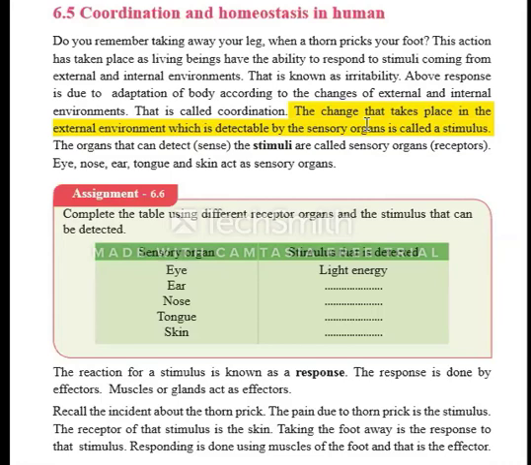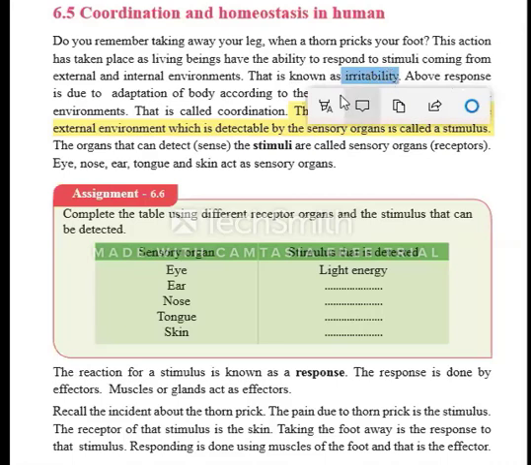It could be a kind of noise, which could be sensed by our ears. Then it could be some kind of different taste, which could be sensed by our tongue. Or it could be a change in the temperature, like feeling cold or warm, which could be sensed by our skin. So any of these changes that take place in the external environment is known as a stimulus, right? So organisms have the ability to respond to these stimuli, and that is known as irritability.